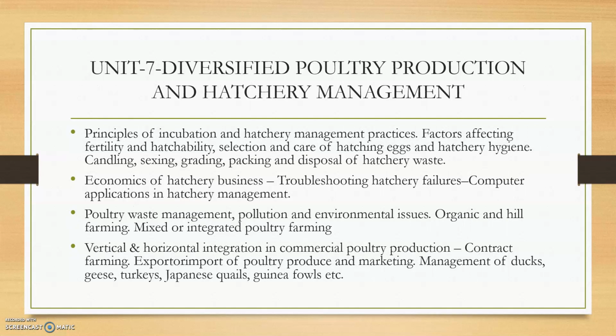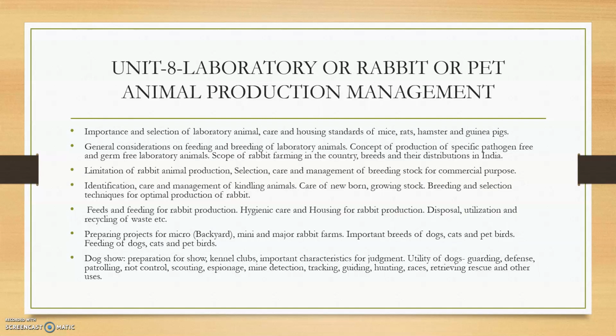Unit 7 is diversified poultry production and hatchery management. You'll be mainly dealing with hatchery and poultry waste management, packing and hatchery wastes, organic hill farming, mixed integrated poultry farming, etc. So Unit 8 is actually the laboratory or rabbit or pet animal production.